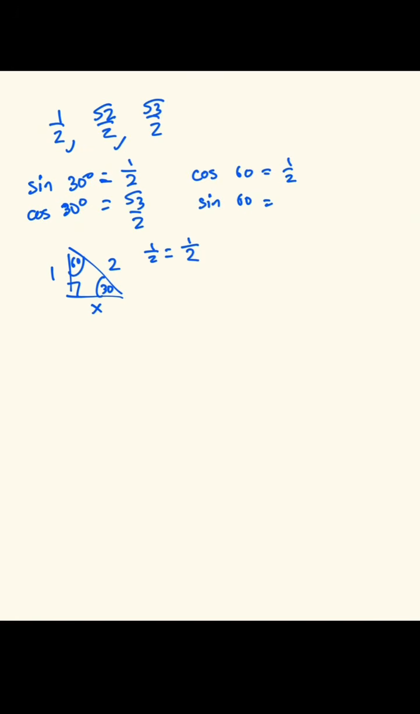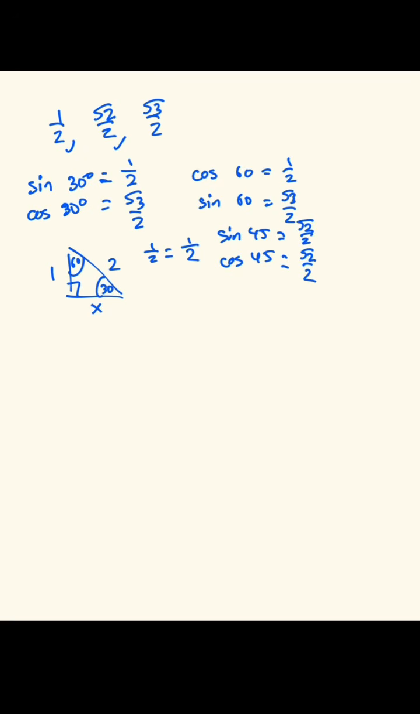So if cosine 30 is square root of 3 over 2, then sine 60 is square root of 3 over 2 as well. So what about sine and cosine 45 degrees? Well, they're complementary angles, so we automatically know that they're equal to each other. And the last value that we haven't used yet is square root of 2 over 2, so we have square root of 2 over 2 for both.